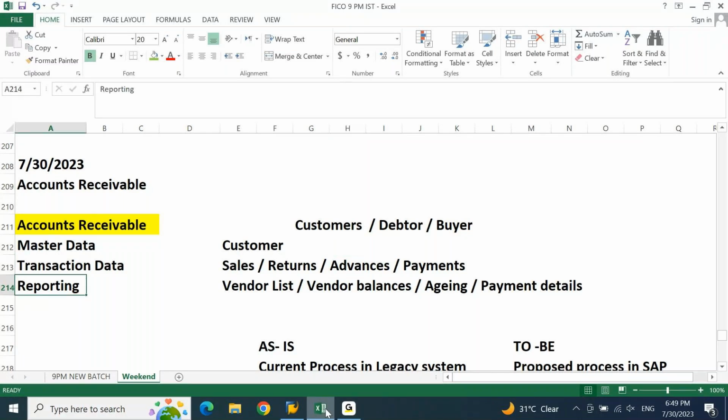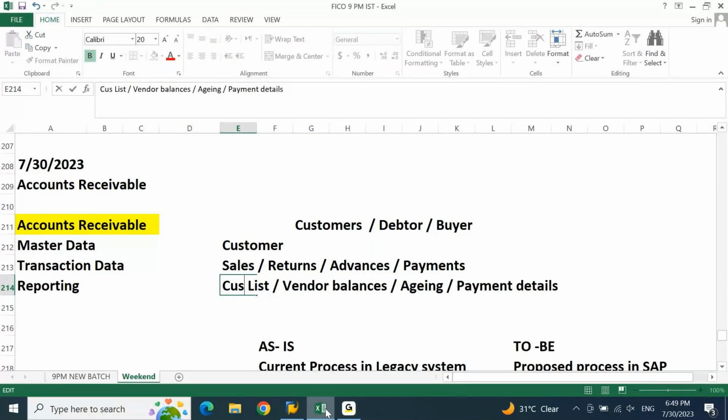Next one, reporting. In the reporting also, instead of vendor listing, you will be checking the customer list. In place of vendor balances, you will be looking at customer balances, and you will be looking at the aging report for the customer. If you want, you can also check for the payment information or payment details of your customers.